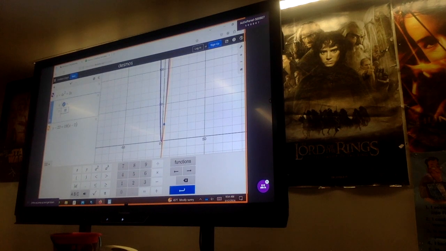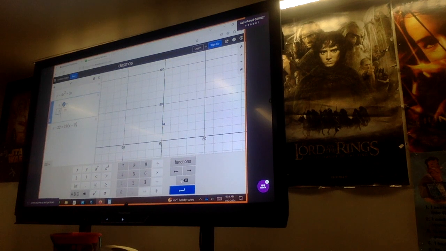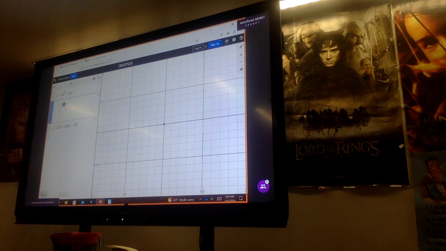So what was the point I had? 1 comma what? 3. 1 comma 3. So I'm going to turn both these graphs off. I have 1 comma 3. Okay? So that point is going to be important for us.